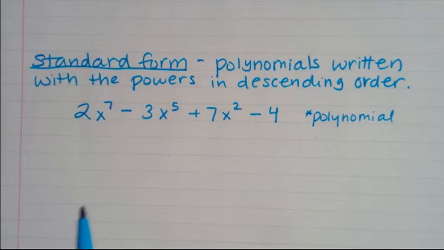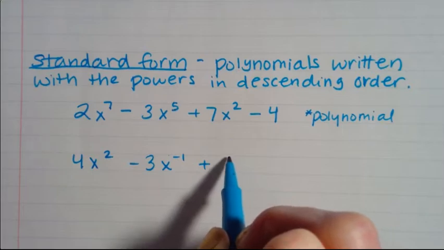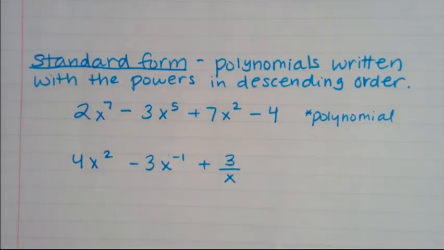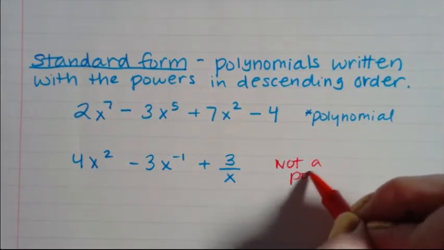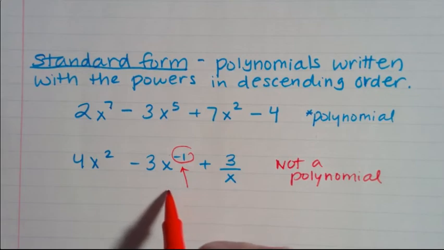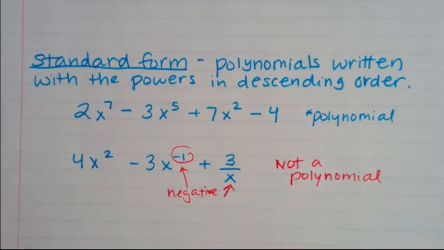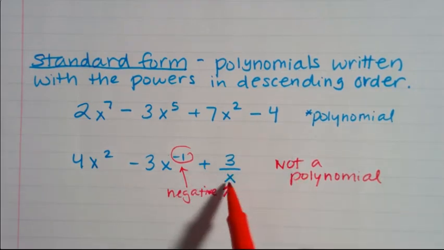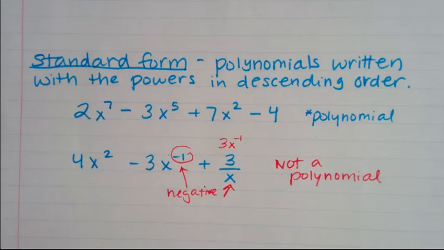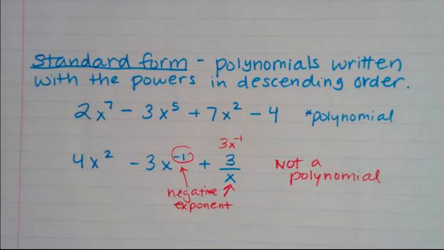Okay. Here's an example of what's not a polynomial. Okay, this is not a polynomial. And the reason it's not a polynomial is that I have negative exponents. That's going to have a negative exponent, and this is a problem as well. If I were to rewrite this, this would be rewritten as 3 times x to the negative first power, which is a negative exponent. That's a problem, right? Okay, so the minute you see a negative exponent, it's not a polynomial.